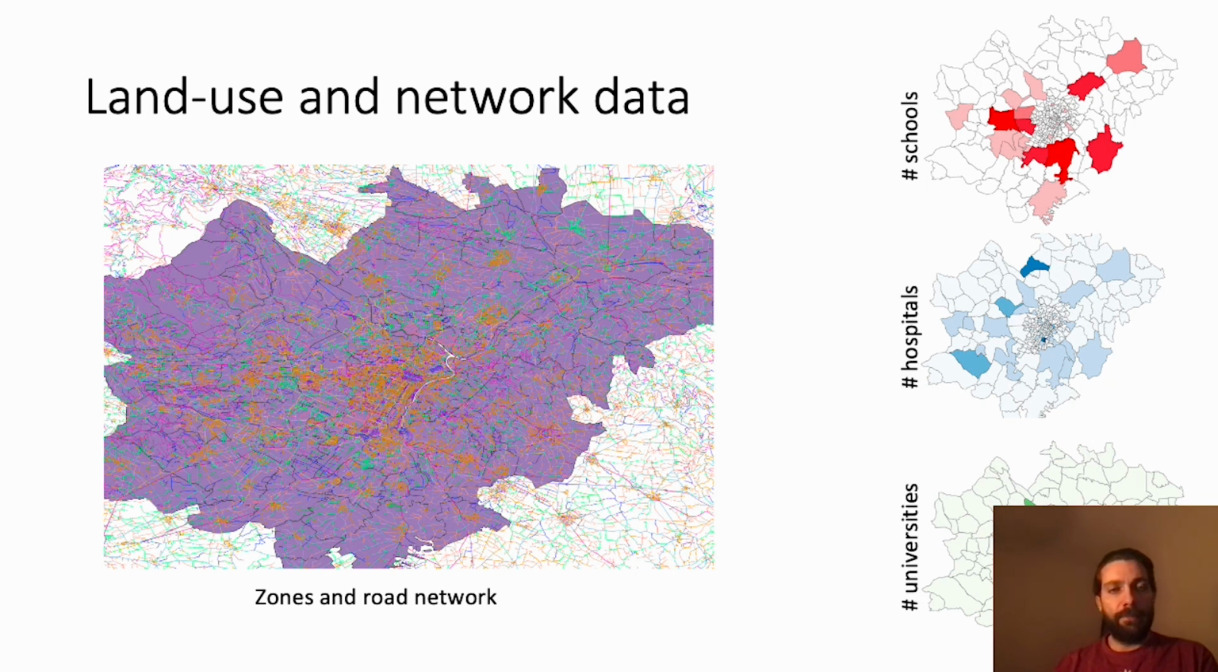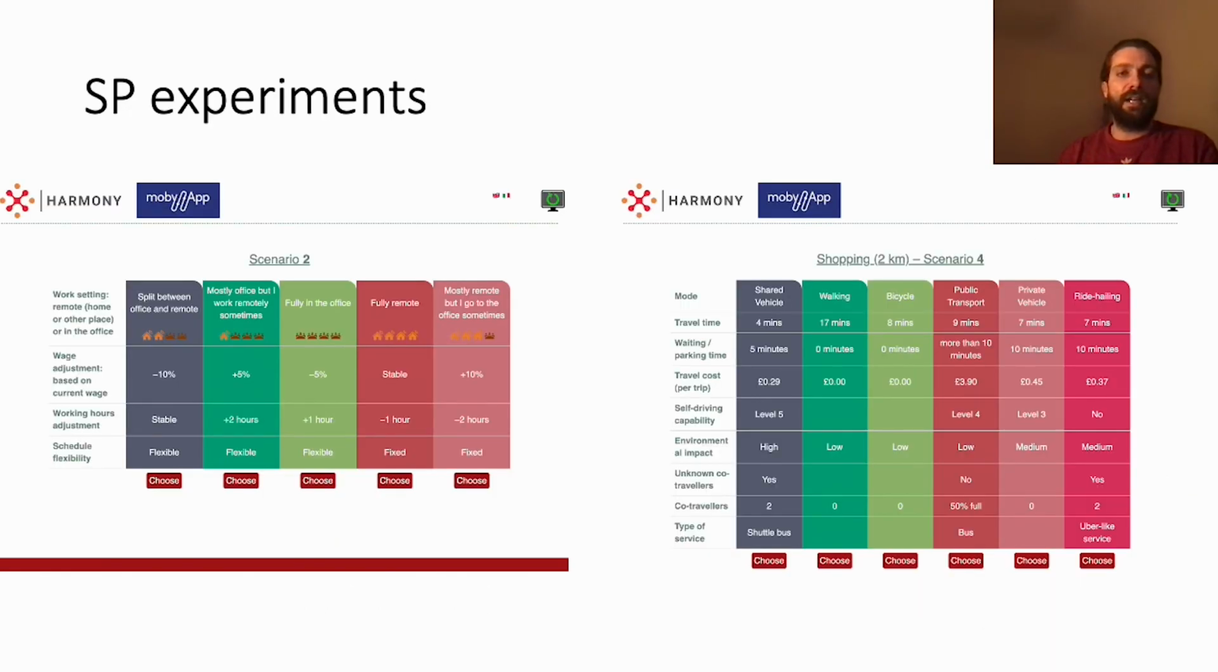Going forward, as a small representation in the format of a map, this is the land use and network data that we use in Harmony. For example, the number of schools, hospitals, and universities. Also, the zones and the road network are, of course, important and critical input points. And this is an example of the stated preference experiments that we used in the data collection process for both cities that were involved in the deployment of the tactical passenger simulator.